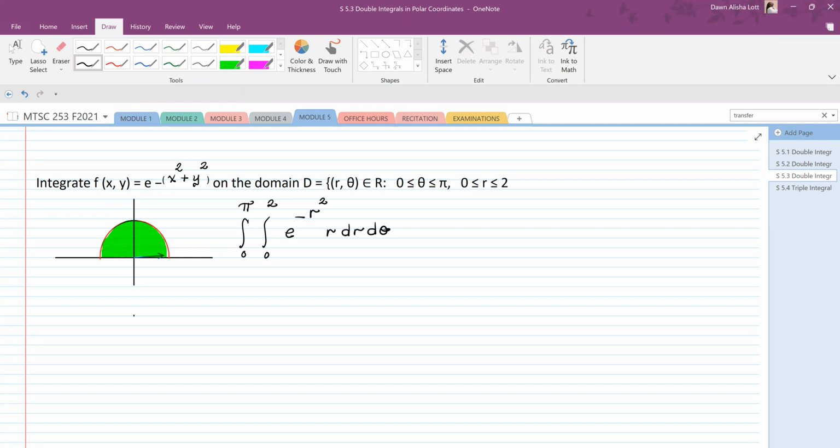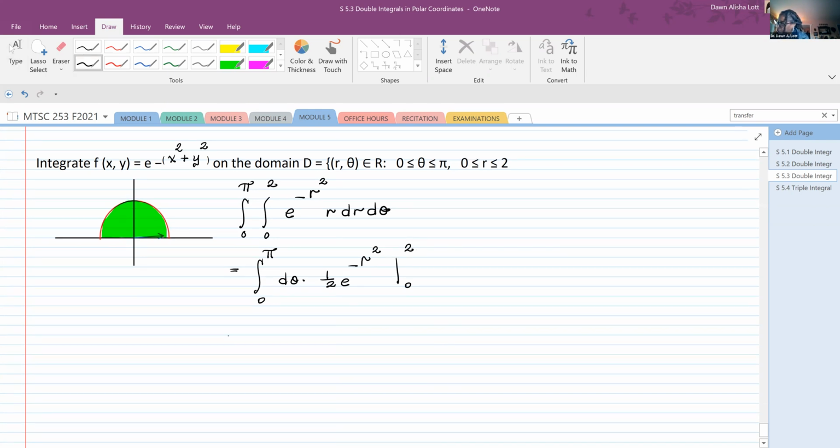This is the integral from 0 to pi d theta. And then the other piece is 1/2 e to the minus r squared, evaluated between 0 and 2. So you get pi.